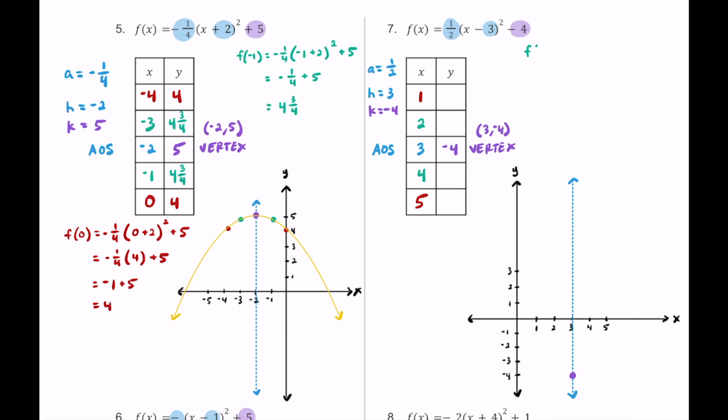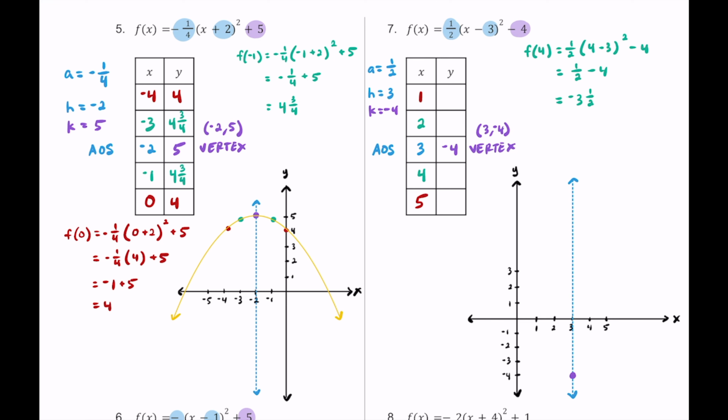So if we find f of 4, that's going to be 4 is going to go in for x, so it's going to be 1/2 multiplied by 4 minus 3. That's going to be squared, and then minus 4. 4 minus 3 is 1. 1 squared is 1. So that's going to be 1/2 times 1, which is still 1/2, and then minus 4. 1/2 minus 4 is just going to be 4 minus 1/2, but make it negative, so that's negative 3 1/2.